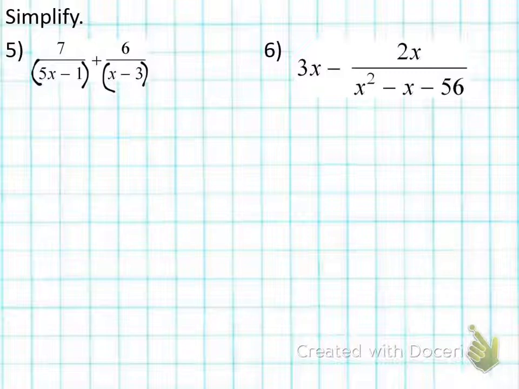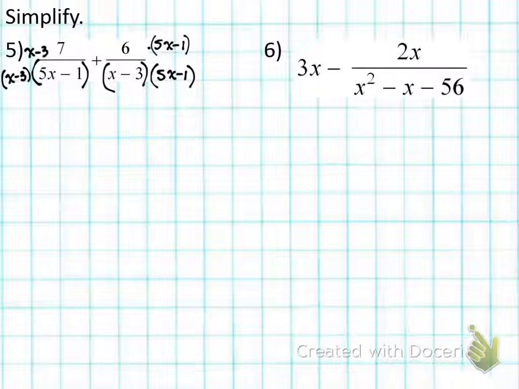There's a 5x minus 1 on this denominator. Is there a 5x minus 1 over here on this denominator? No. So now we're just going to multiply 5x minus 1 here and also in the numerator, right? Make sense? Okay, what about this left denominator? We have an x minus 3 here, but is there an x minus 3 in this left denominator? No, so we're going to multiply it out. Okay, I want to see if you can do this. I'm going to give you a minute and a half. I want you to finish and simplify this.